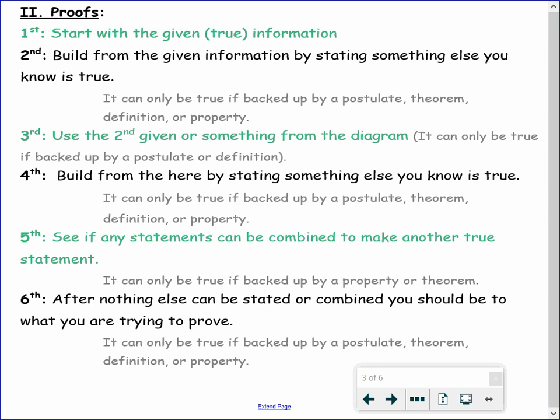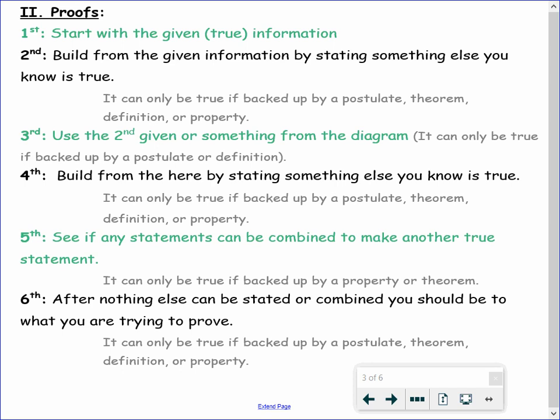You've written down the second given, or you've taken something from the diagram. You want to keep building from there, just as if you started the proof all over again. It's like a restart. At that point, you're like, okay, I can't keep going, but I'm not done. Look if you can combine anything.